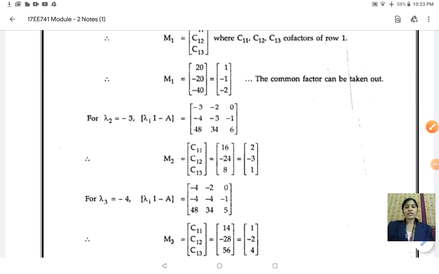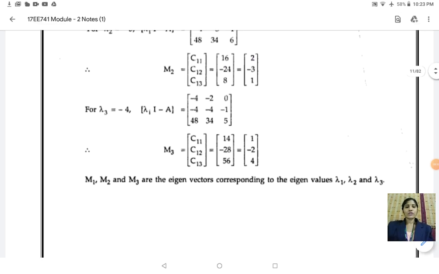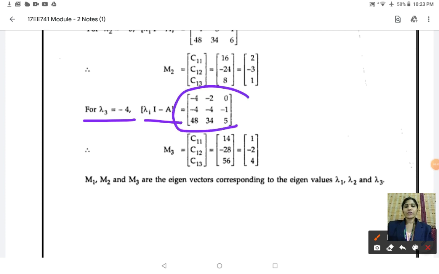Next, for the third value of lambda. So for lambda 3 is equal to minus 4, just substitute lambda is equal to minus 4 in lambda I minus A. After substituting, you will get this matrix. For this corresponding matrix, you need to obtain the model matrix M3.